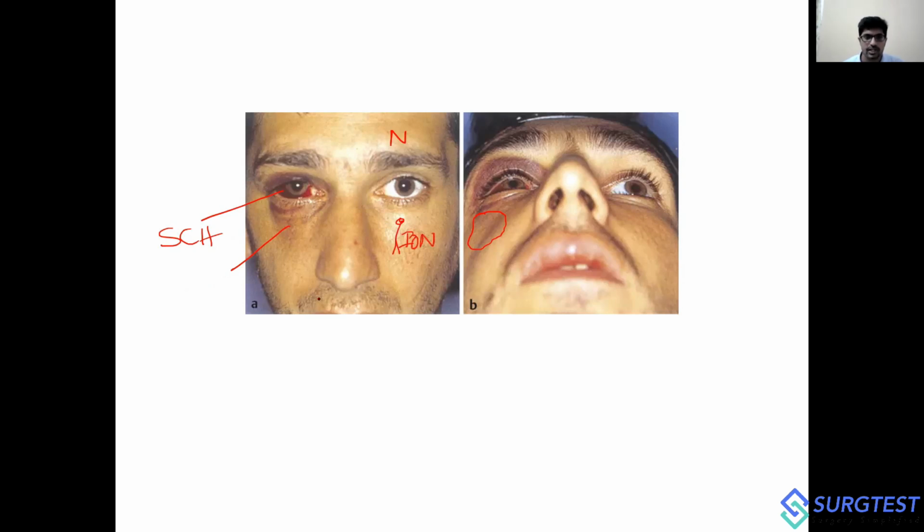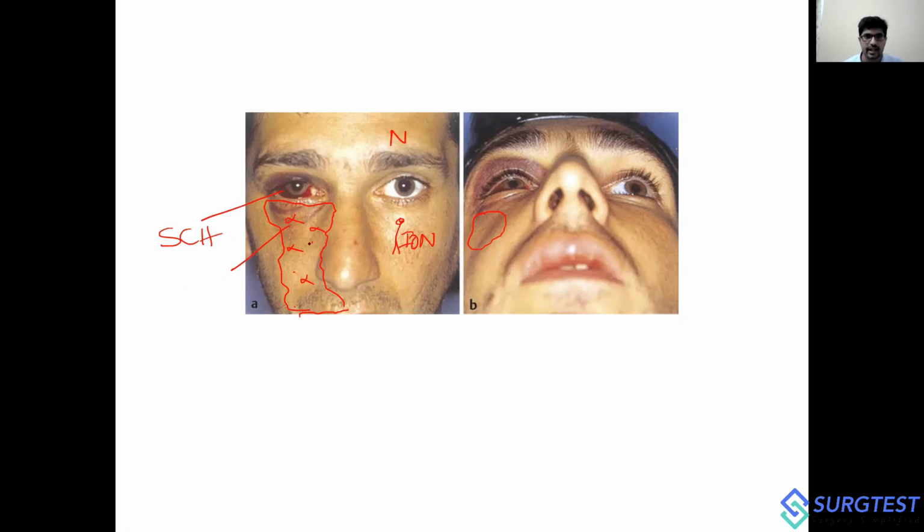So the infraorbital nerve usually supplies the upper lip and also the lateral wall of the nose and the lower lid. So this part will be supplied by the infraorbital nerve. Whenever there is a fracture of the zygoma, the patient can have numbness or paresthesia in this distribution of the infraorbital nerve.